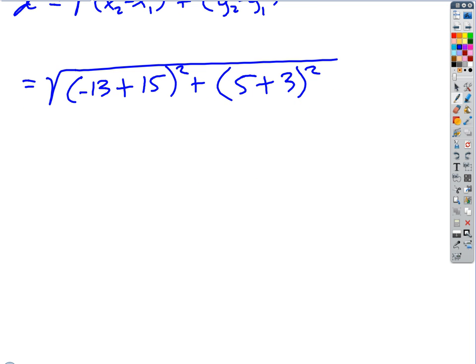Okay, let's hurry this up just a little bit. We'll combine a couple steps. What is negative 13 plus 15? 2 squared, 4.